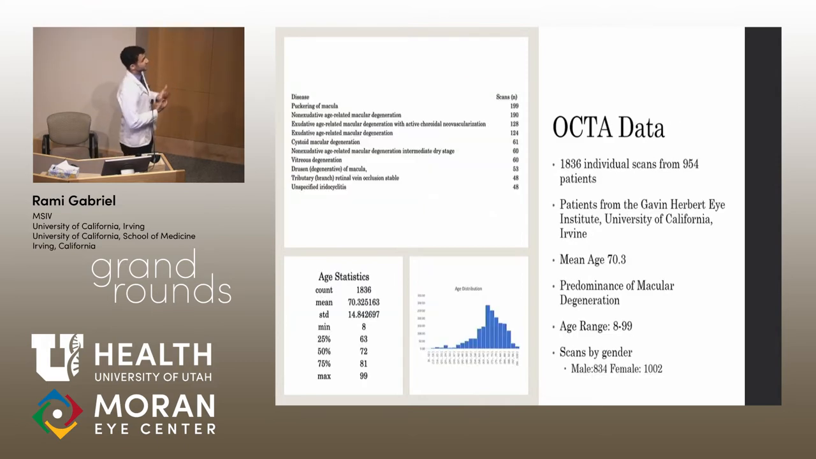All right, so our OCTA data, we had about 1,800 scans. We had about 900 patients and the mean age was 70. But we had quite a large age range from 8 to 99. The majority of our patients had macular degeneration. They're all diseased, as in the prior studies with Google. Most of them also had diabetic retinopathy.